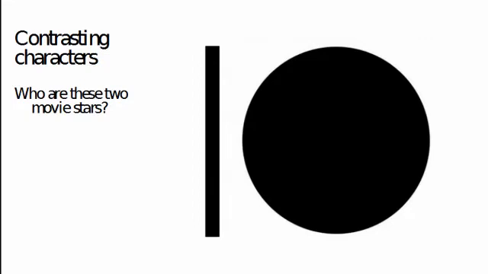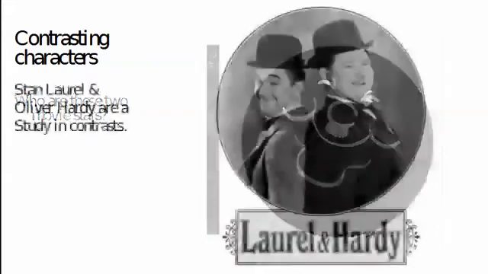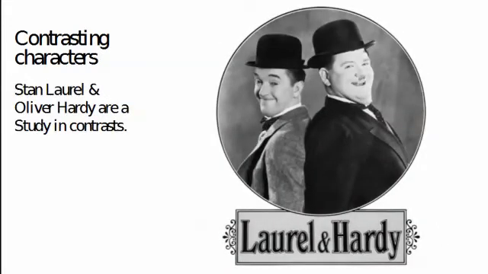Now we can play this with the movies, with film stars. So if I ask you who are these two movie stars, and you think back to the early days of cinema, you will, I hope, recognise Laurel and Hardy. Now, these aren't great caricatures of Laurel and Hardy, but at their essence, that's who these characters are. And the point of these characters is that they contrast one another extremely well. One is fat and stupid. The other is skinny and intelligent.